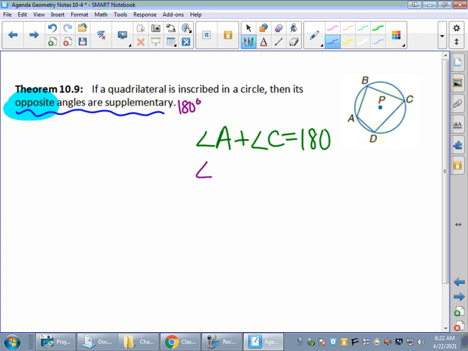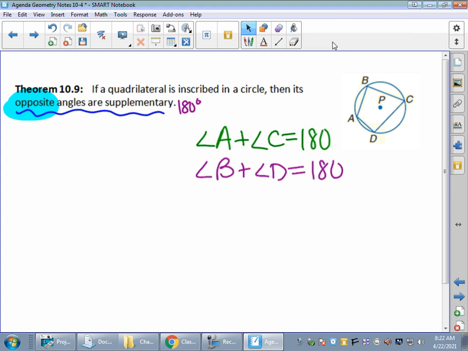Or angle B plus angle D has to equal 180 degrees. So opposite angles. There's a reason for that. We can talk about that as we go, but it actually makes a lot of sense if you look at it. So if I were talking about angles A and C, I'll call them 1 and 2. Angle A, its intercepted arc would be BD, right? So angle A is going to be half of BD.